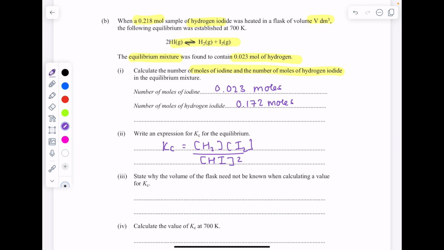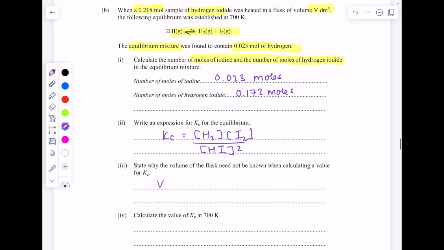State why the volume of the flask need not be known when calculating a value for Kc. All you have to write here is because the volume cancels in the Kc expression. And you can see that here.